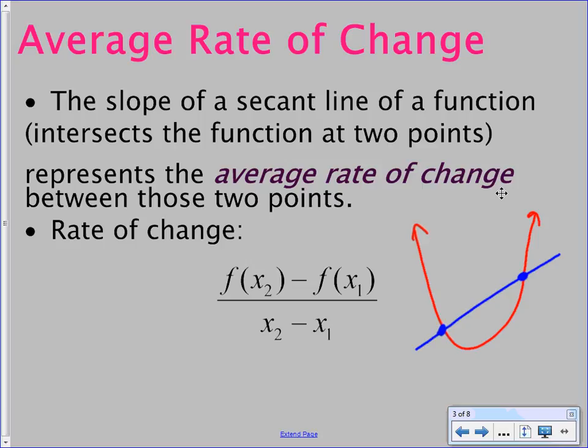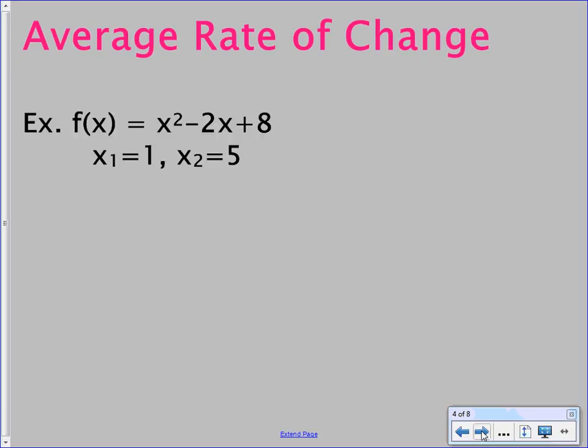All right, so we're going to do one example. We're going to ask for the average rate of change. That rate of change should be the trigger that you're going to use the slope formula. What is this right here? This is just the slope formula, isn't it? y minus y over x minus x. The only difference is f of x instead of y, but they mean the same thing. So all we're doing is finding slope. Here we have the curve x squared minus 2x plus 8. This is our curve, and I want to find the average rate of change between 1 and 5.